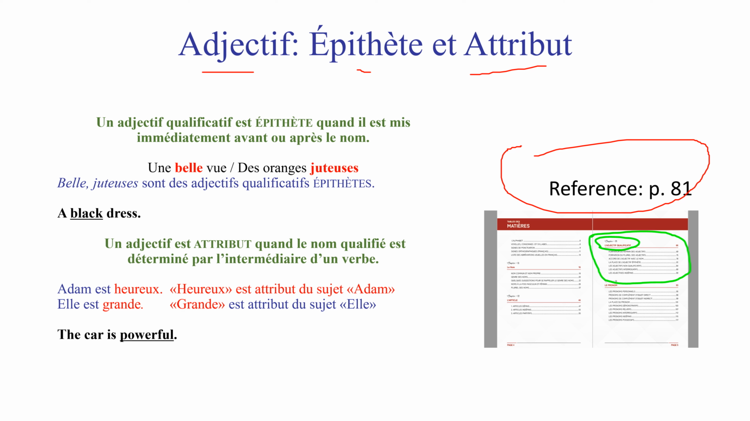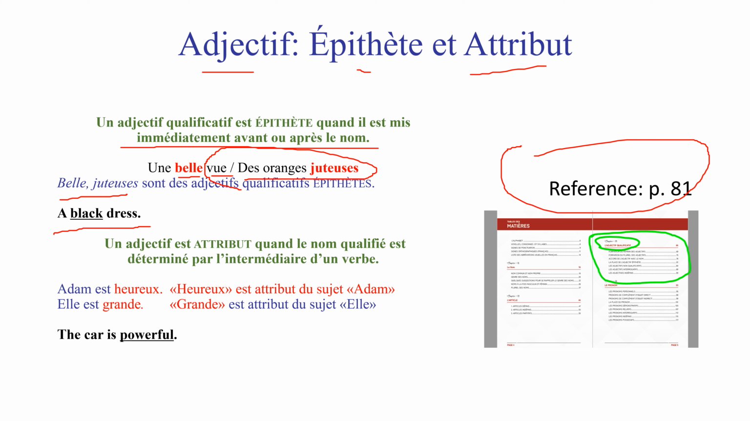Un adjectif qualificatif est épithète quand il est mis immédiatement avant ou après le nom. That's the official definition. What it means is a qualifying adjective is said to be epithet when it is placed immediately before or after the noun. Une belle vue. Belle is the adjective. It is placed before the noun vue. Des oranges juteuses. Juteuse is the adjective. It is placed immediately after the noun orange. Therefore, belle and juteuse sont des adjectifs qualificatifs épithètes.